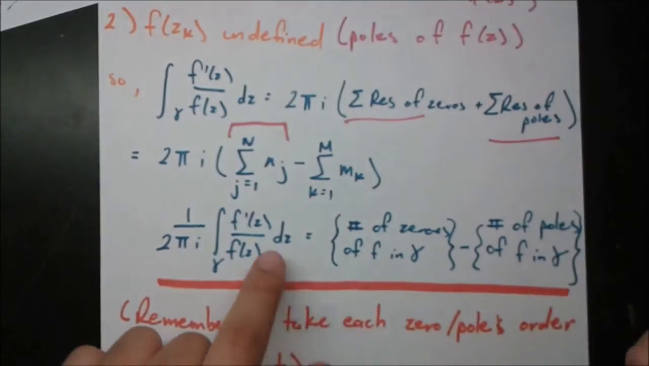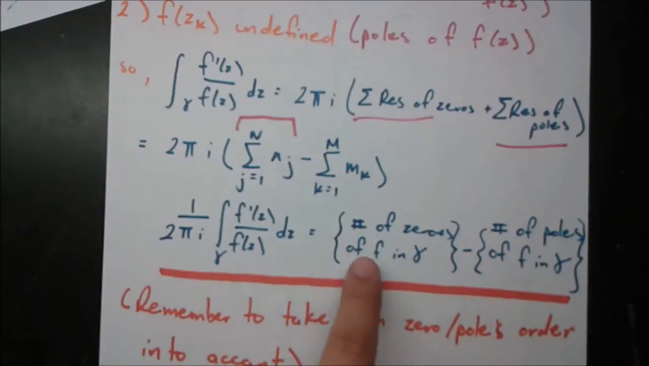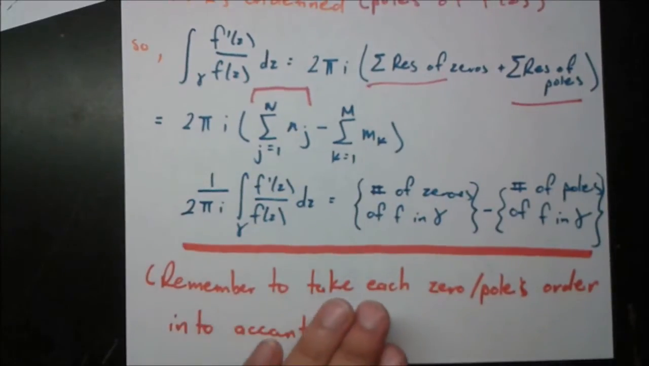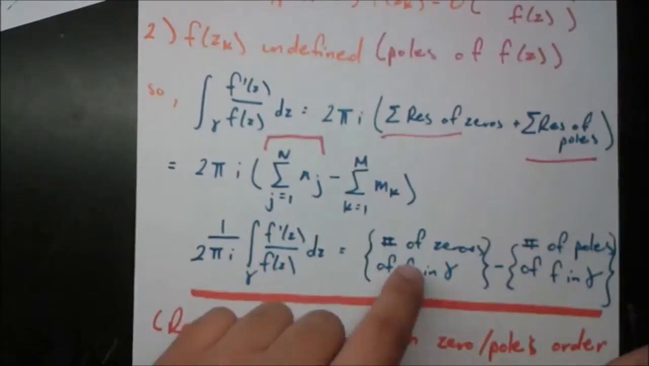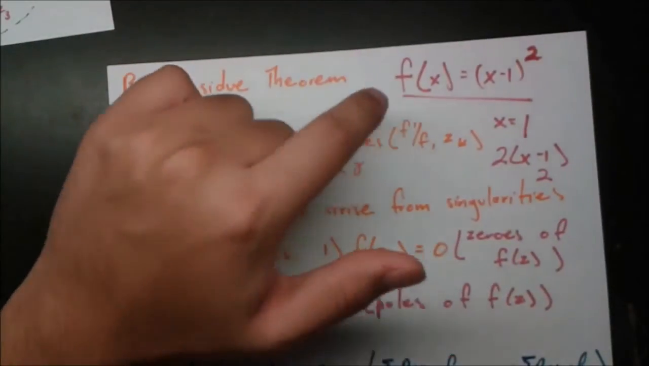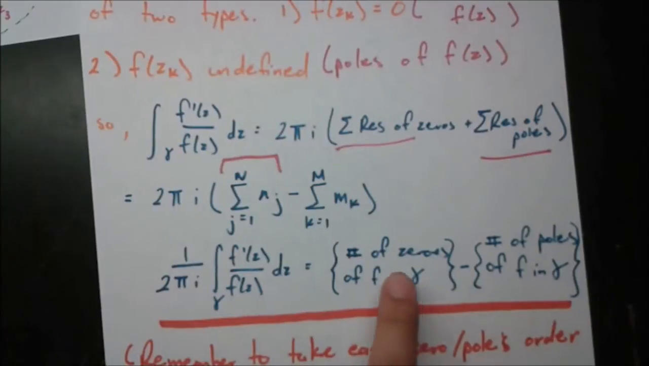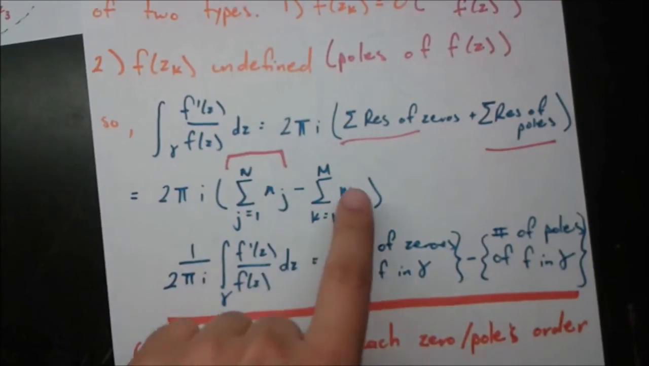So what we say is that we're going to call this right here that I put in the pink bracket the number of zeros of f in gamma, but you have to be careful of this red statement down here. Remember to take each 0 and pole, we'll see in a second, take their order or multiplicity into account. We could say there's just 1 zero, but it has multiplicity 2, so we have to make sure we put a 2 here. This would be 2, right? Because n sub j would be 2. And the same thing here.